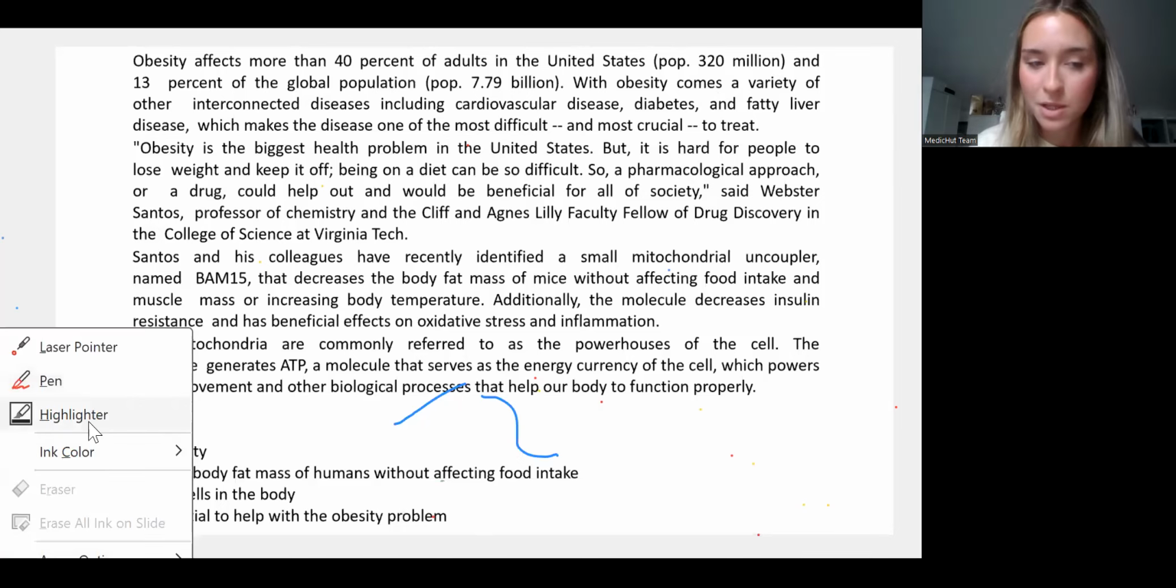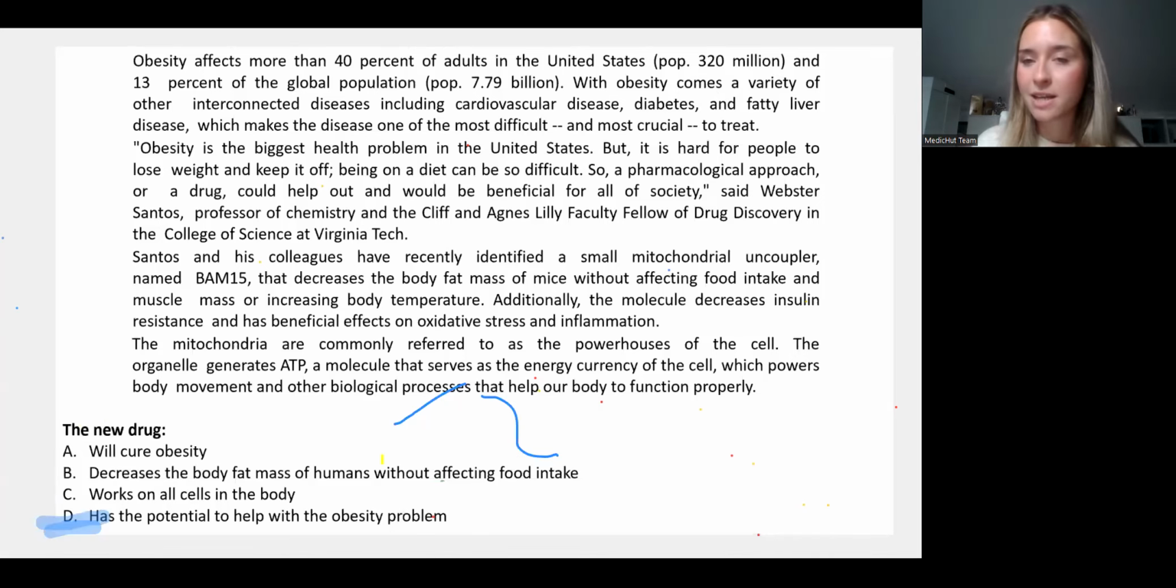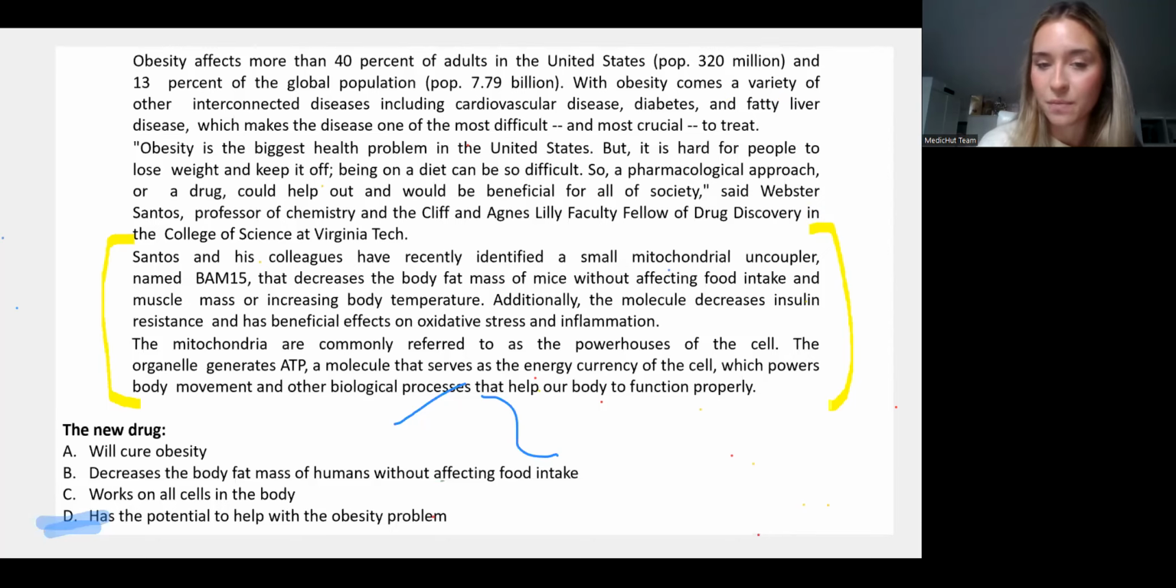So hopefully, because it's a statement-based question, you would have preferably read the text before you went on to answering it. And this will obviously just help you gain an understanding of what is where as well. So when it comes to the drug, if you've read the text, you know that the drug is being described within this part of the text here. Now, we can read about it. So it says, Santos and his colleagues have recently identified a small mitochondrial uncoupler named BAM15 that decreases the body fat of mice without affecting food intake and muscle mass or increasing body temperature. Additionally, the molecule decreases insulin resistance and has beneficial effects on oxidative stress and inflammation.